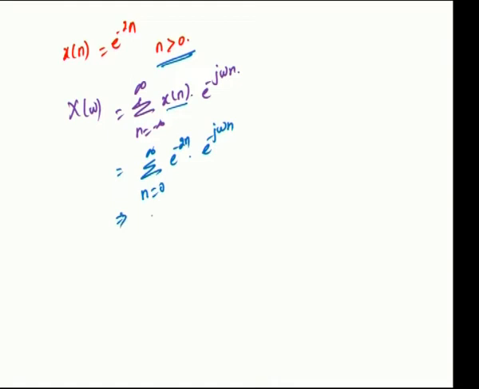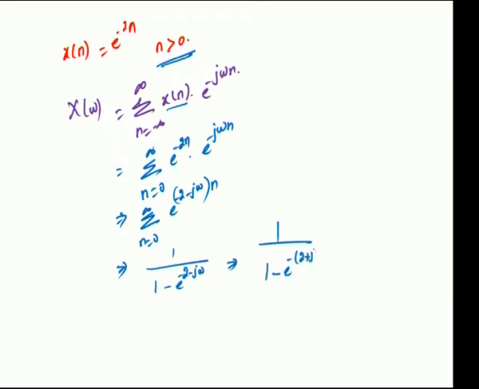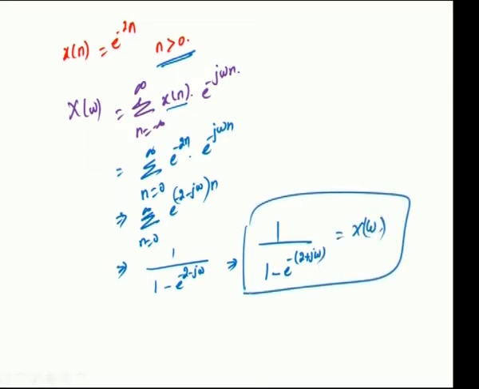So, after substituting, now we have to simplify: summation n equal to 0 to infinity of e power minus 2 minus j omega, into n, right. According to the formula, it can be simplified as 1 by 1 minus e power minus 2 minus j omega, or it can be written as 1 by 1 minus e power minus of 2 plus j omega. So, this is the value of x of omega. This is the way we find the discrete time Fourier transform. Now, we have to develop the MATLAB coding for this example.